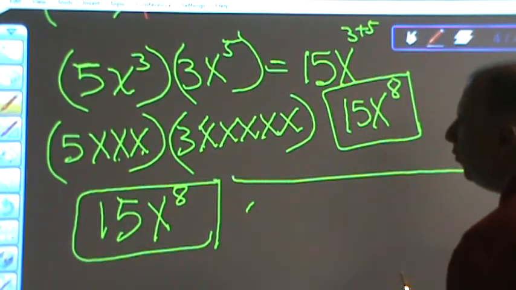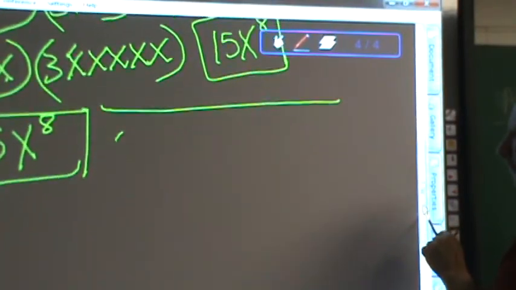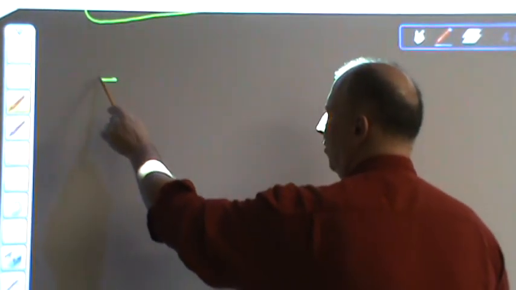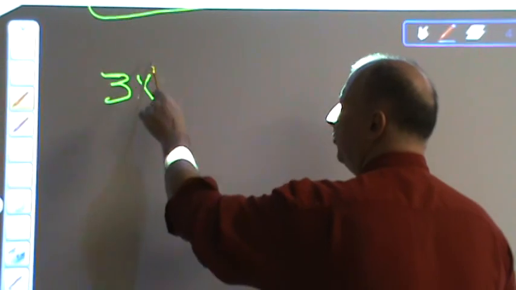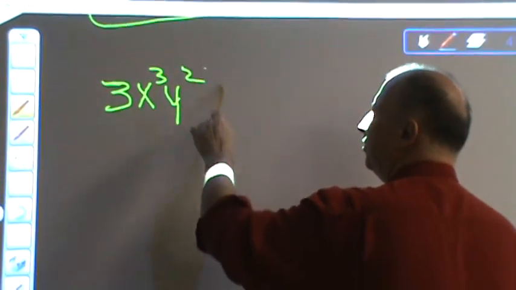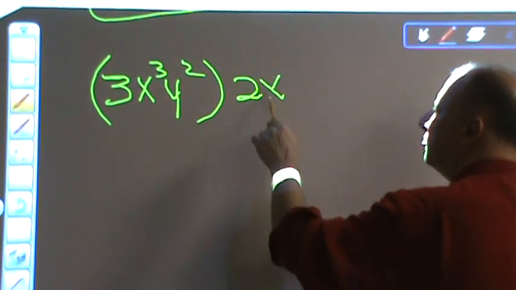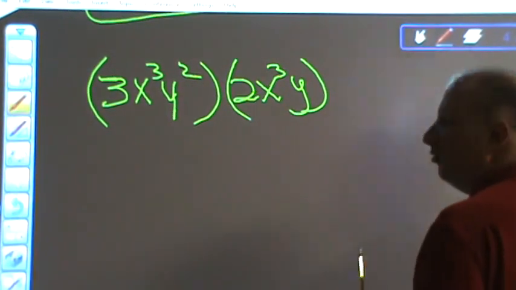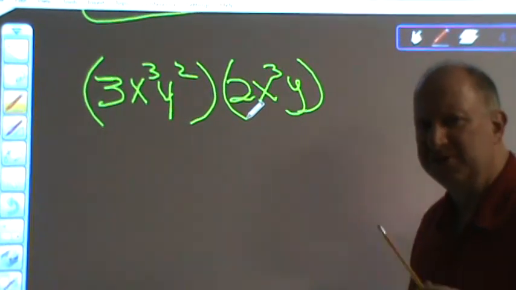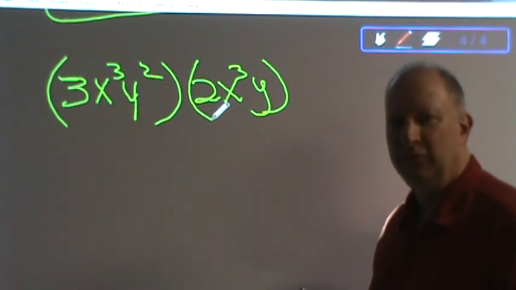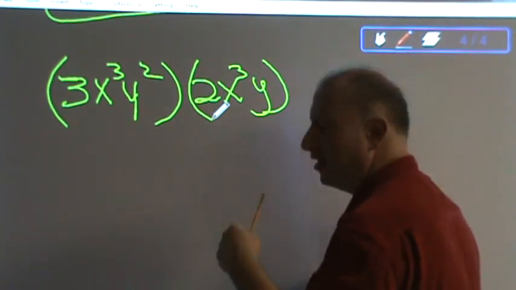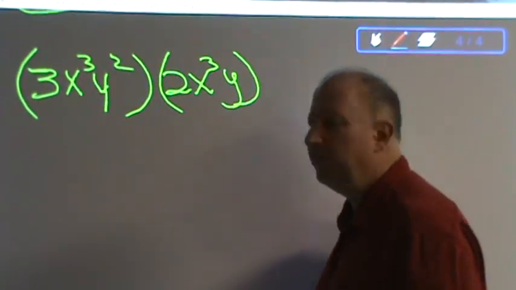And I will do one more example, as easy as you think this may be already. Let's say I said 3x to the 3rd, y to the 2nd, times 2x to the 3rd, y. Do you think the rules change because it looks more complicated? No. It just looks more complicated. Let's look what I have. Again, I'll do it the long way, and then we'll go through the shorter way.